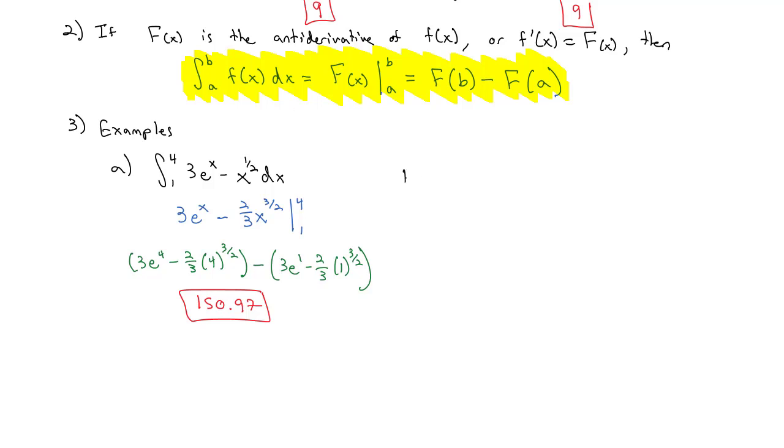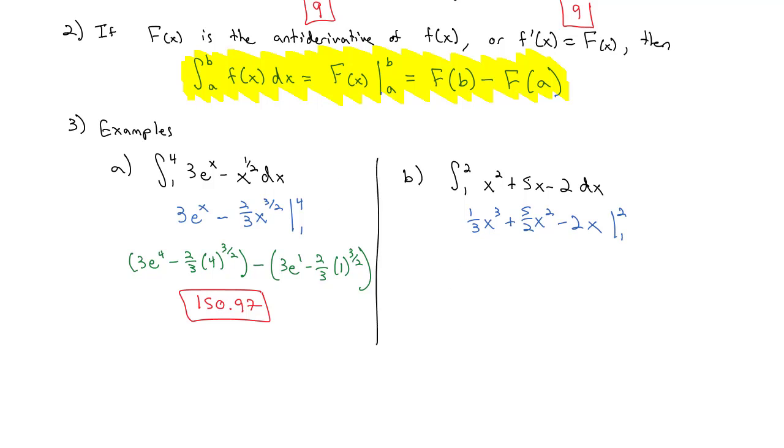Let's do one more example. Let's find the integral from 1 to 2 of x squared plus 5x minus 2 dx. Well, we can integrate it to get x cubed divided by 3 plus x squared, and we take the 5 divided by 2, minus 2x. And we're going to integrate that from 1 to 2.